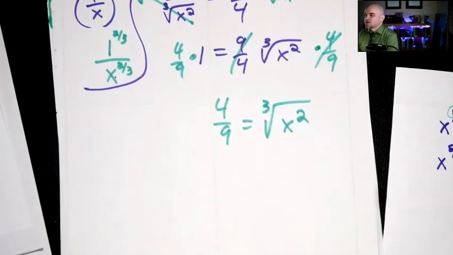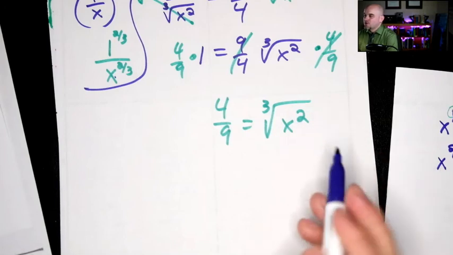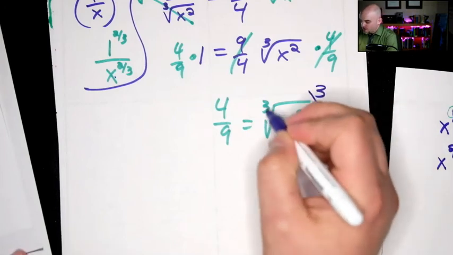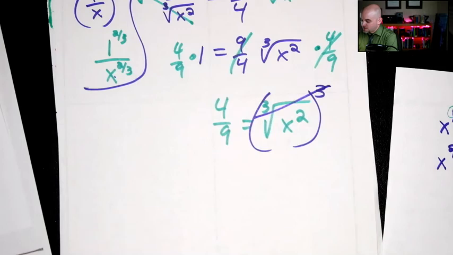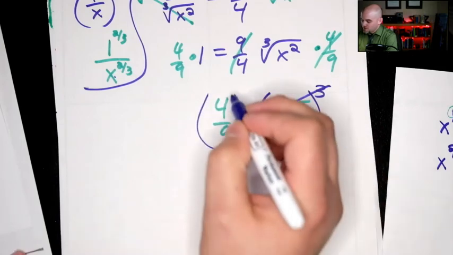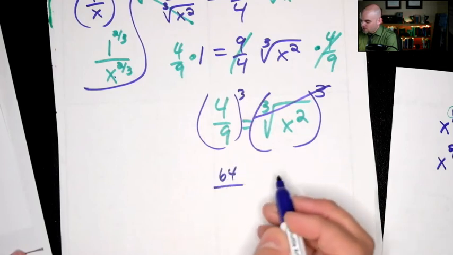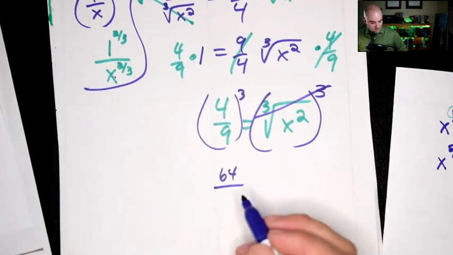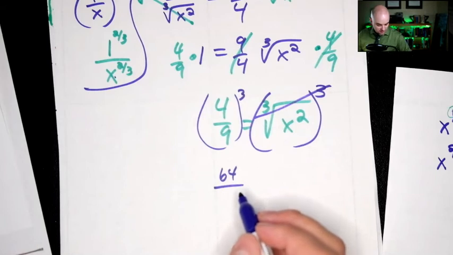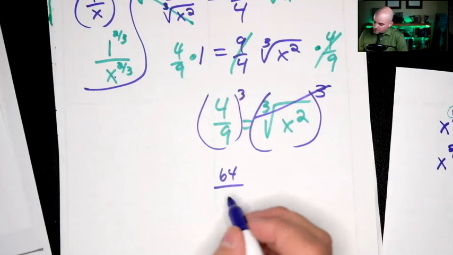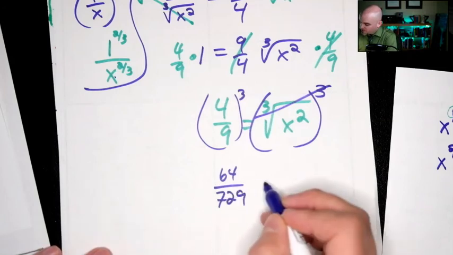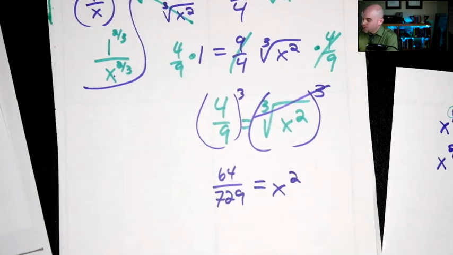Still trying to get x by itself, though. So how do we get rid of that cubic root? Well, you cube both sides, right? If I cube this side, that cancels, and then I'm going to cube this side right here. Cubing the 4, I get 64, and then we need to cube 9, which is 9 times 81. That's not in my head right now, so 9 times 9 times 9 gives me 729. And that equals x squared.